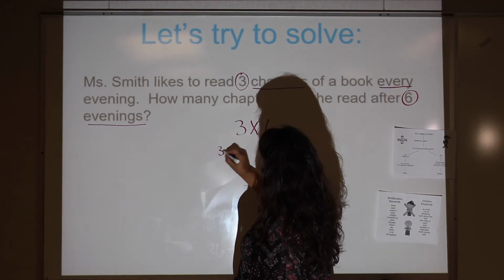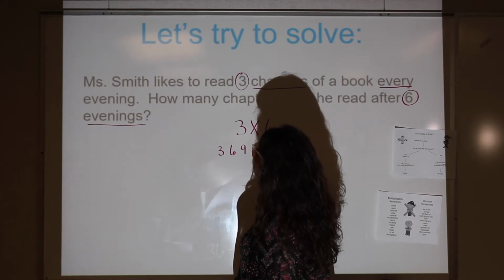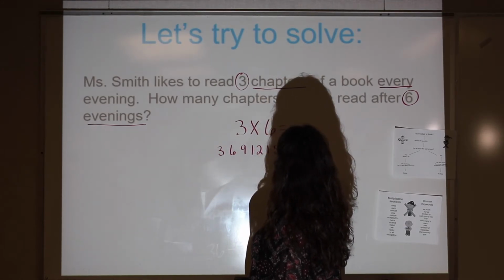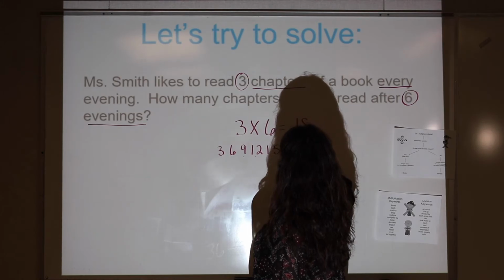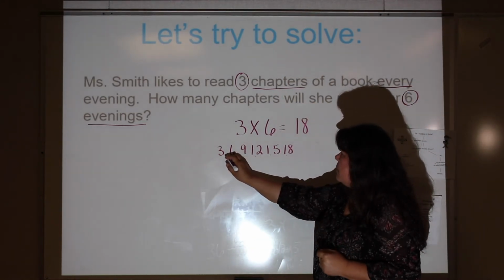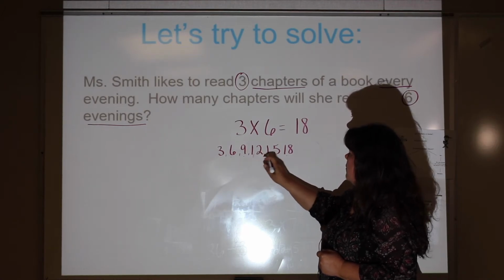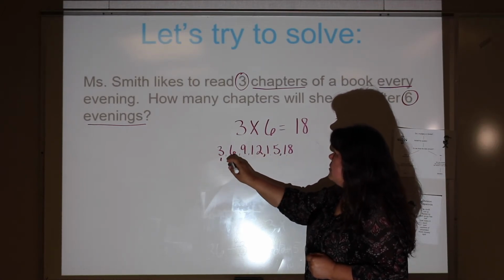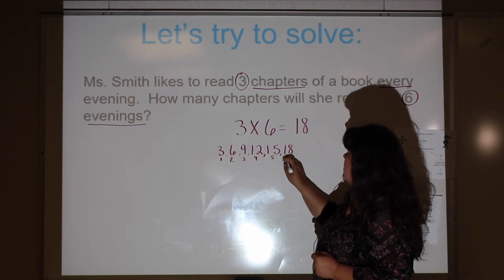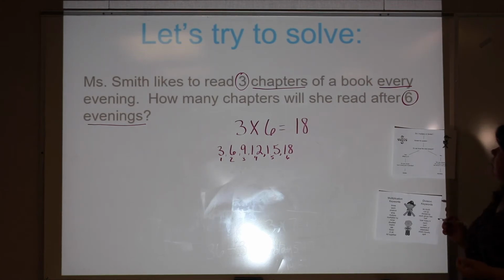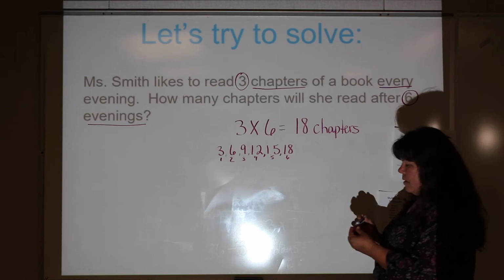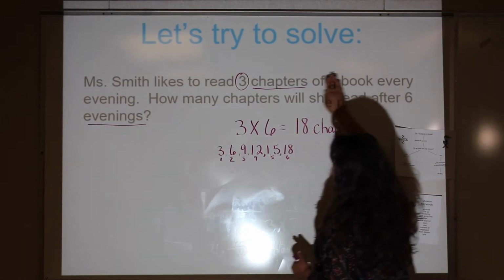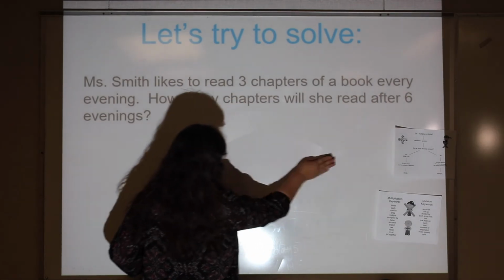We can do skip counting where you can count by 3, 6, 9, 12, 15, 18, and I have to count 1, 2, 3, 4, 5, 6. So that's going to be 18 if I counted by skip counting. If you guys have ever done that before, 12, 15. And you can go back and count 1, 2, 3, 4, 5, 6, and you keep going. All right, so she's going to be reading 18 chapters after 6 evenings. So 18 chapters. A lot of reading. She'll probably get done with that book in no time. All right.